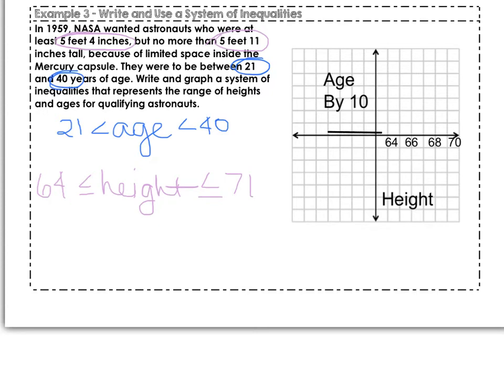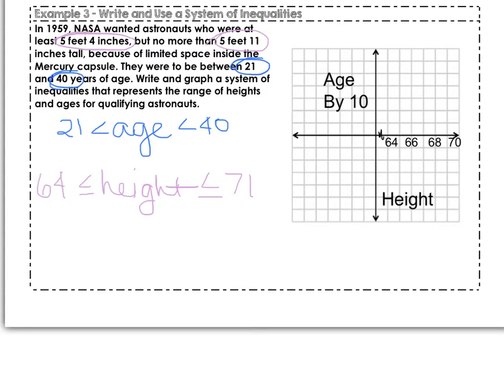Oops, I had the wrong button. Little squiggle here. Okay, that just means we're going to skip a few values. So I'm just labeling my scale very clearly. Let's first label the age. The age is between 21 and 40. I'm going to go up by tens on each block.